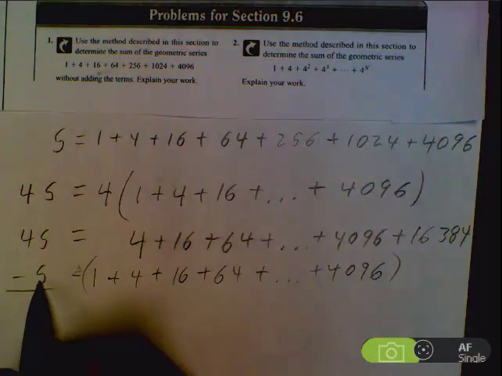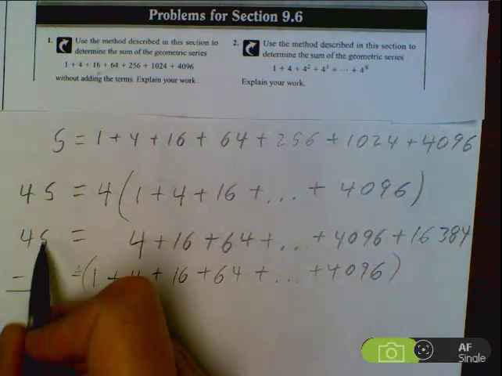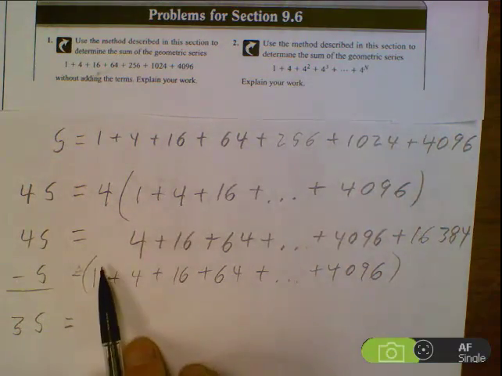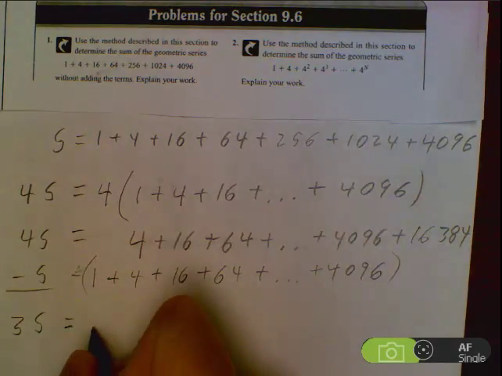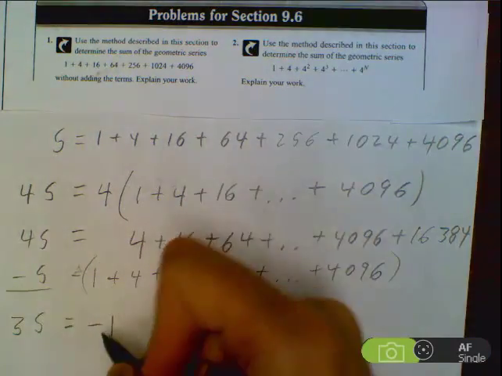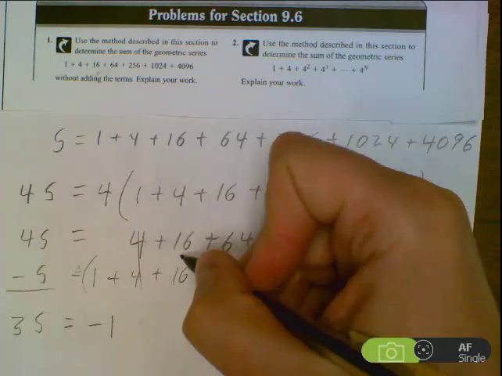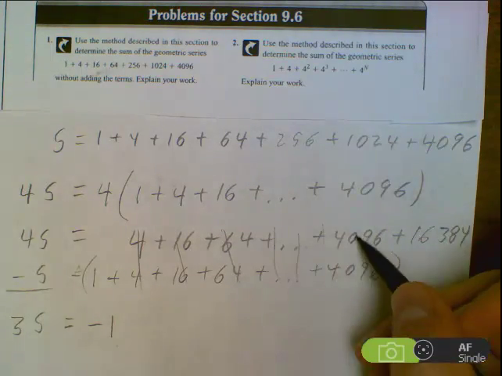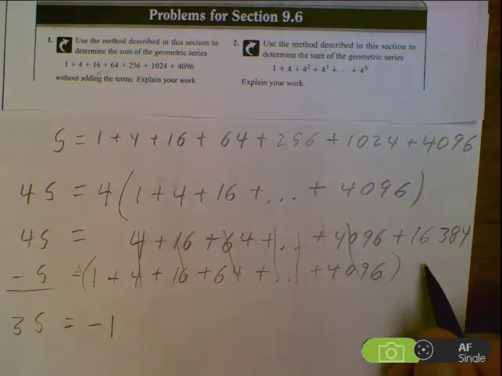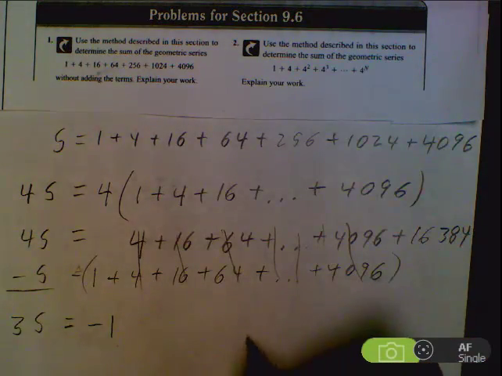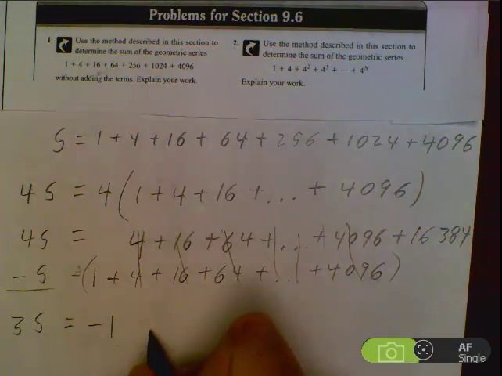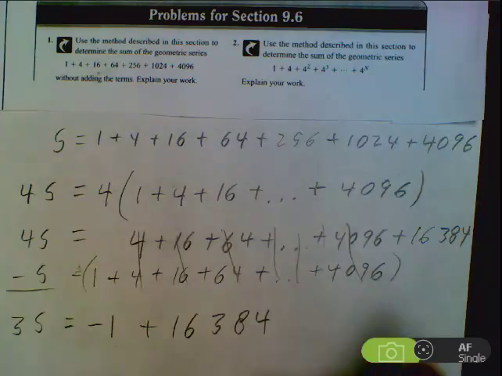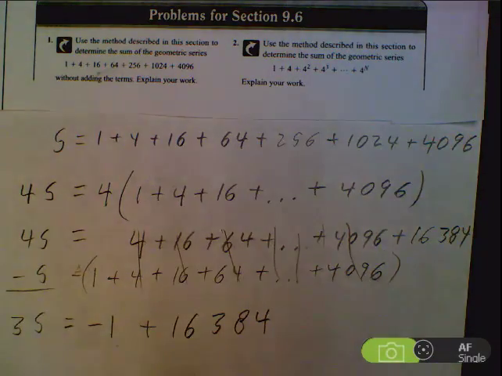So what happens now, if we subtract 4S minus S, we're left with 3S equals, and take a look at what happens here. We end up with a negative 1, right? But then 4 minus 4, that's gone. 16 minus 16, that's gone. 64 minus 64, that's gone. Gone, gone, gone, gone, gone, all the way down to here, so we've just got plus 16,384.